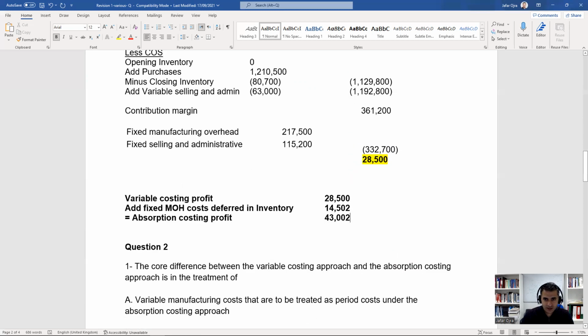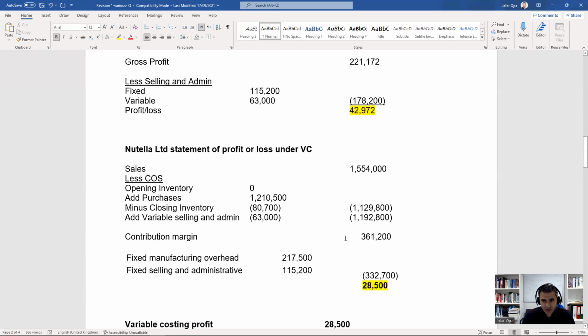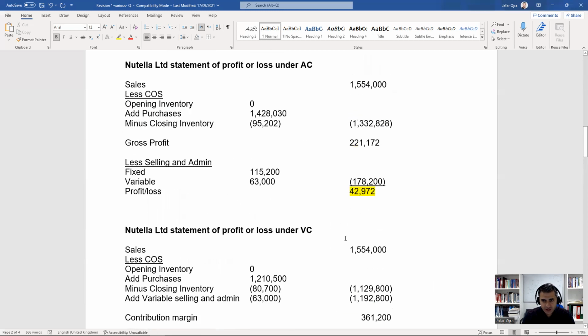No, 1 second, not 43,000. 1 second. So we have 28,500 plus 14,502. That makes 43,002. Okay. That is the answer. In this case, we have here.